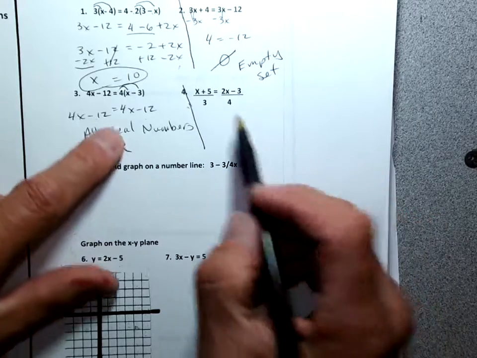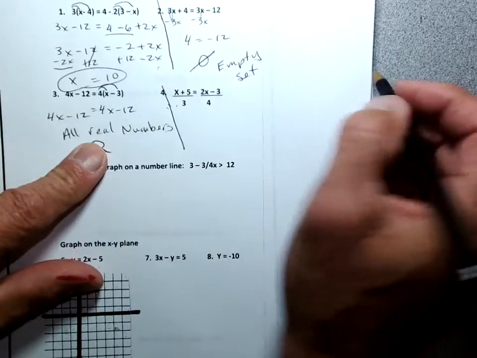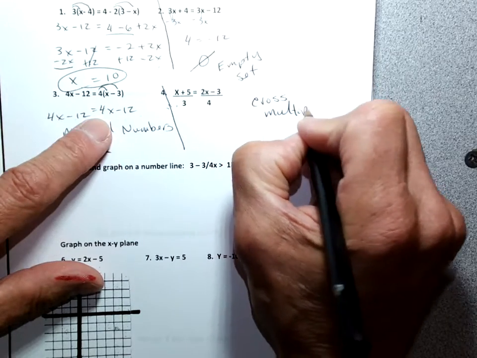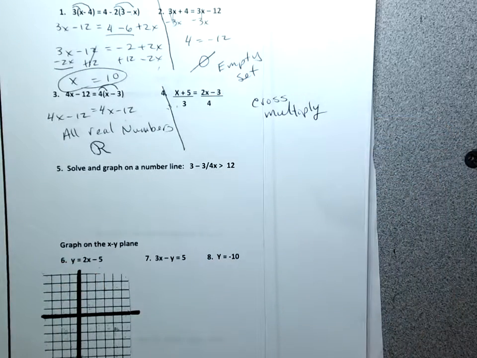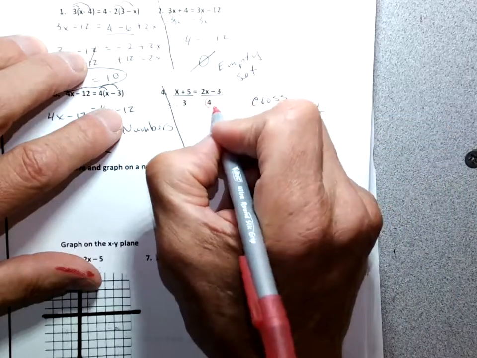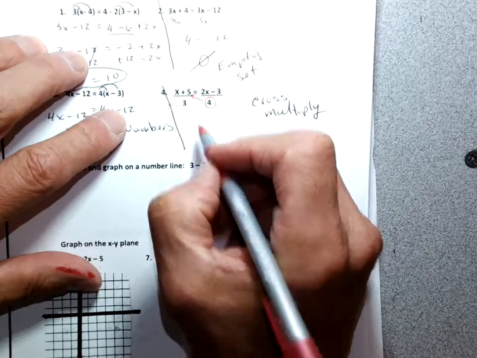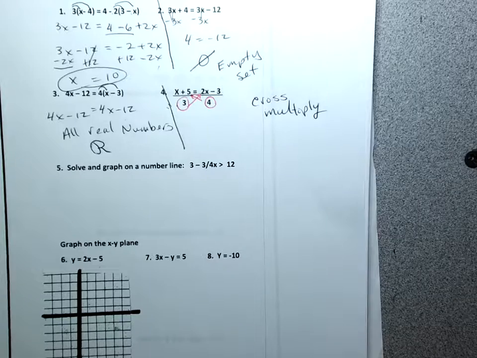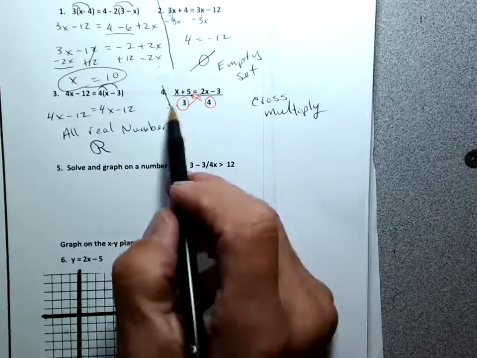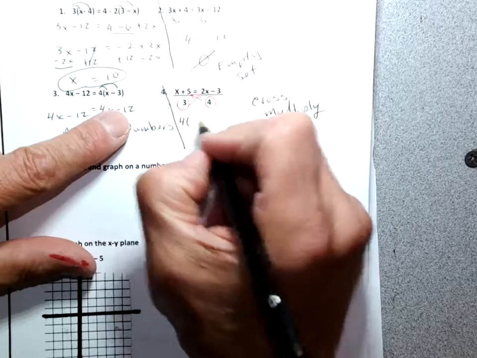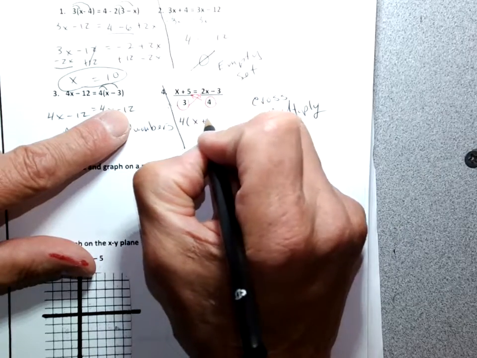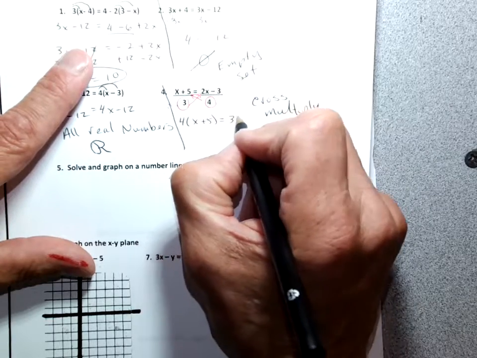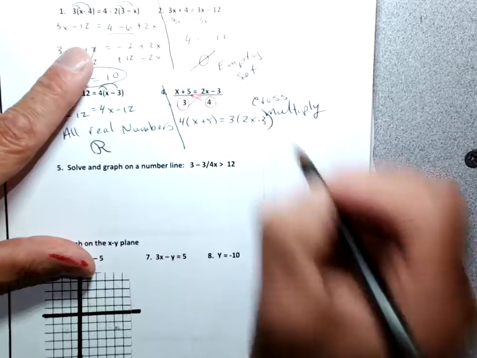Alright, number 4. So if you have a fraction equal to a fraction, we're going to cross multiply. So I'm going to take this 4 and multiply it up over here. And I'll take this 3 and I'll multiply it up over here. So what we call cross multiply, just go straight across. It only works if you have a fraction equal to a fraction. So the 4 comes up here. You get the 4 times the x plus the 5 equals, I'll bring the 3 up and over, 3 times the 2x minus 3, okay?